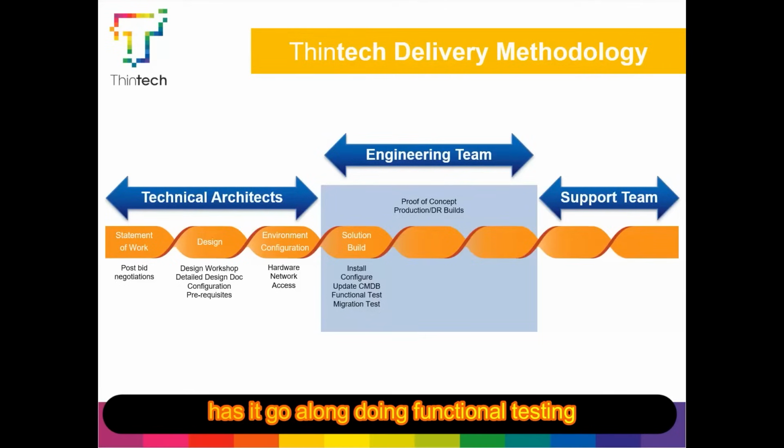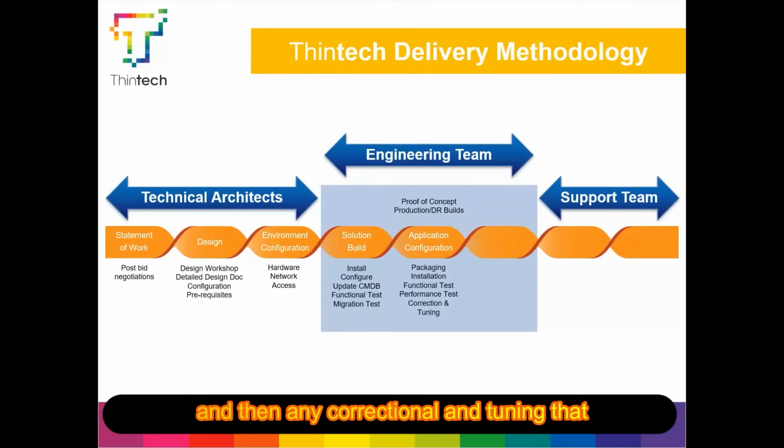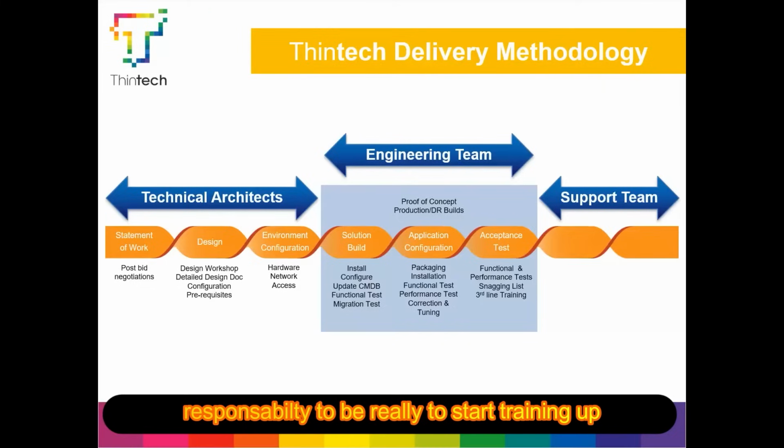go along, doing functional testing, then they do the application packaging, and they do testing, performance testing, and then any correction and tuning that needs to be done, and then they do some end user testing and some functional testing. Any issues that they find, they should create a snagging list, and it's the engineers team's responsibility really to start training up the third line support team. So if a senior architect has done his job well, the engineer team should have a simple set of tasks they need to follow, the blueprints.